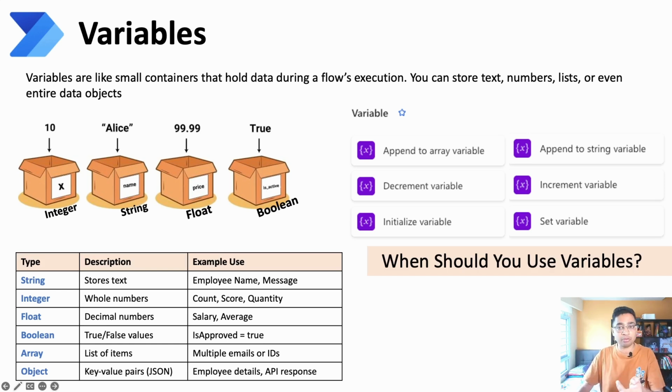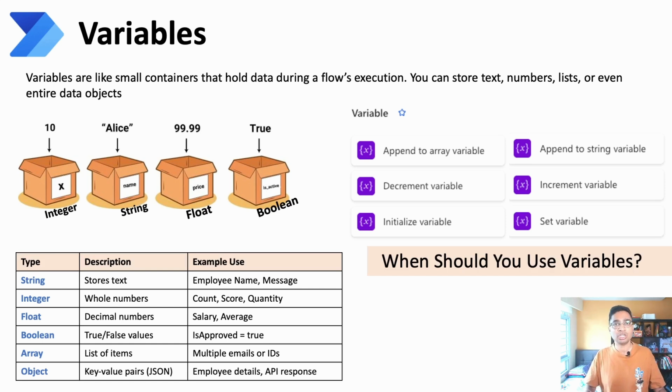Then append to array variable. If you initialize a variable as an array, you can use this append to array variable to add things into it. Similarly, for integers, increment variable to add something to it, and append to string variable to add something to a string variable. These operations are very similar in nature in how they work. The only thing is that they work for different kinds of data types, whether string, array or integer. So those are the things. The question is, when should you use a variable?